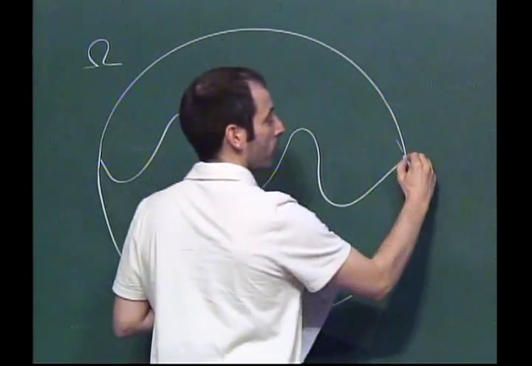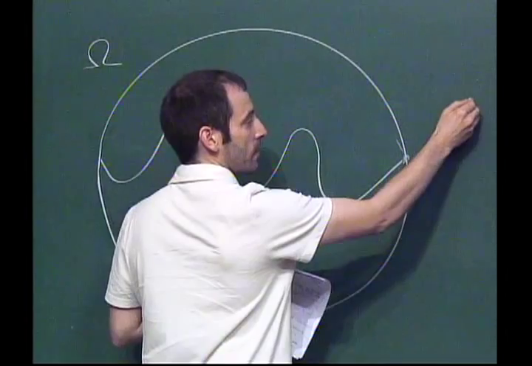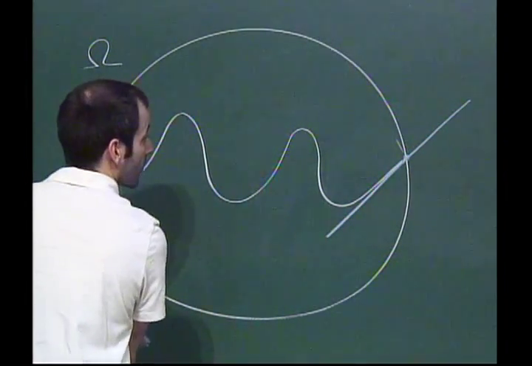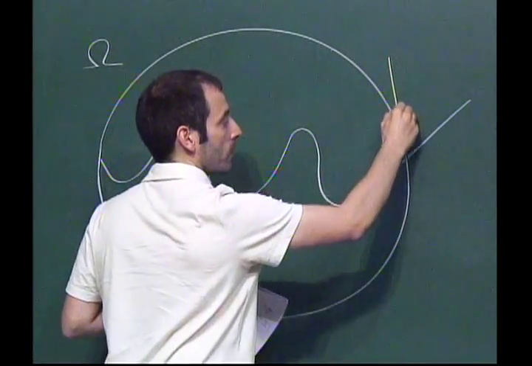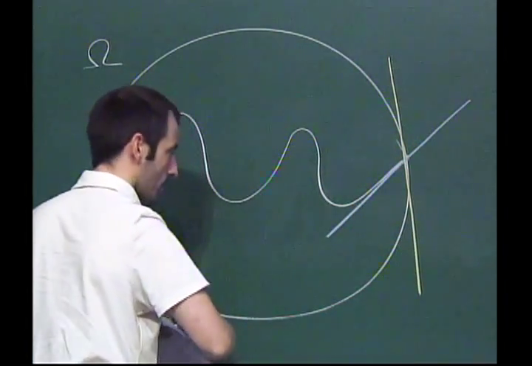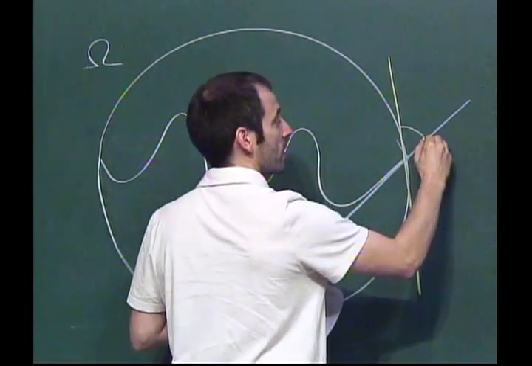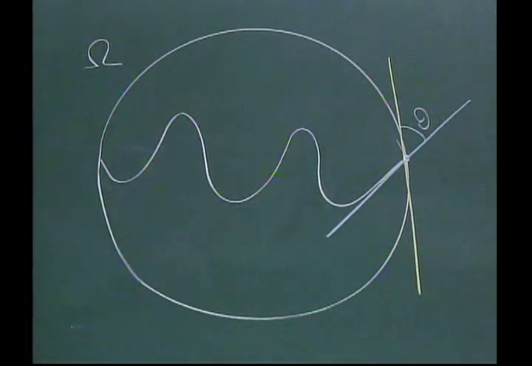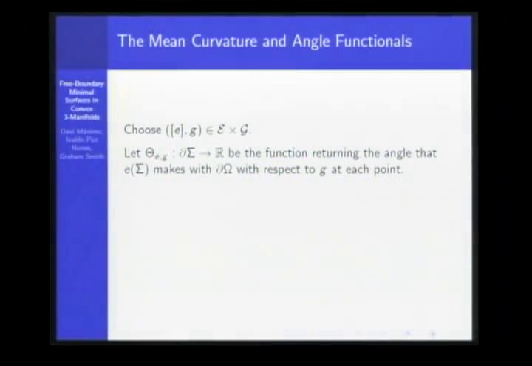Here, at the boundary point, we have the tangent space to the image of the embedding. And we have the tangent space to the boundary of omega. And these make an angle theta. Now, for every point in the boundary, we can define this angle theta. And this function, capital theta, then, is a function which at each point P gives you that angle theta. Well, actually what you want is theta minus pi over 2.